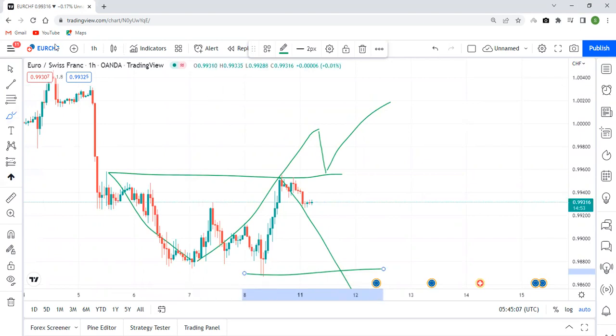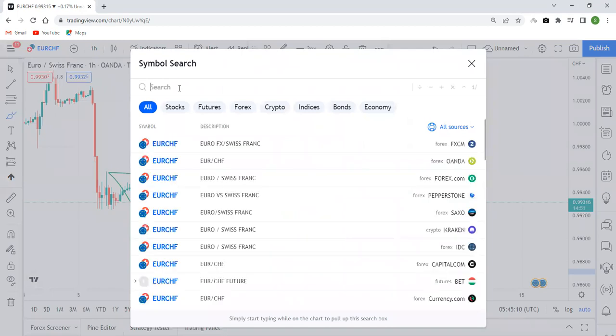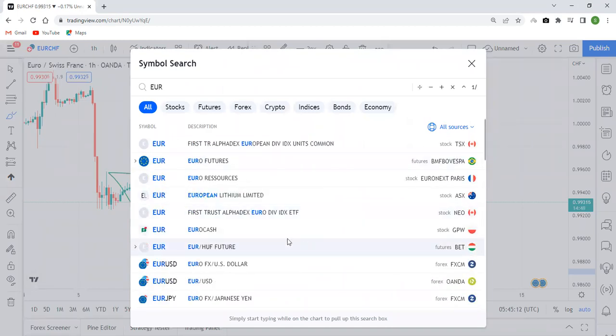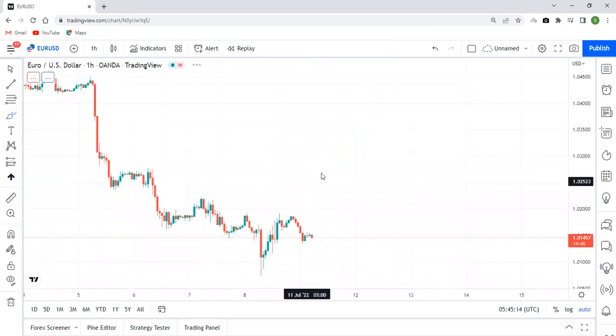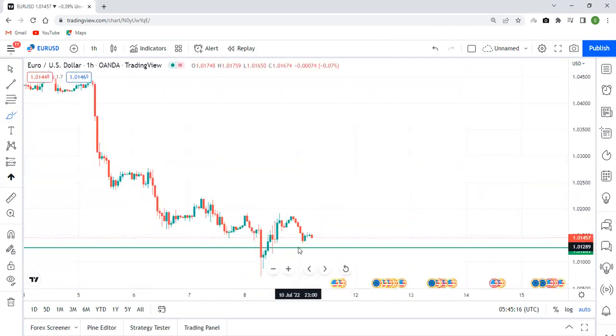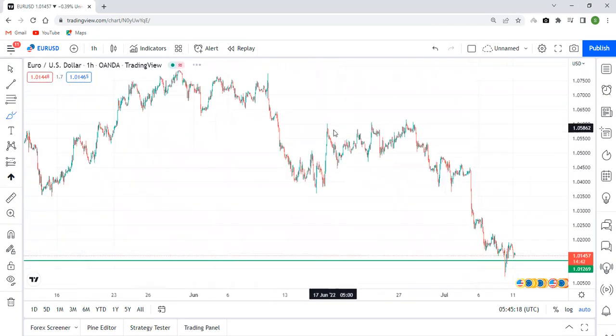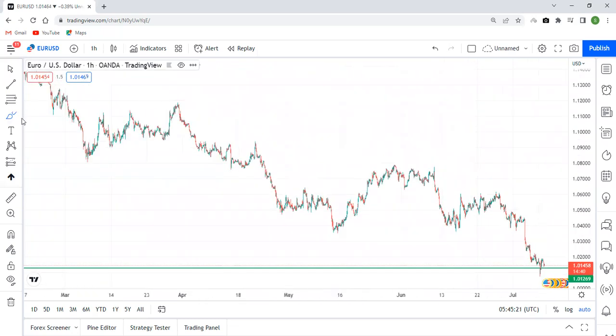So now let's go to our next pair. We're going to be looking at our next pair, the EUR/USD. This pair has been selling massively. Sorry guys for the language, but the pair has had massive selling pressure, so we need to be very, very careful.